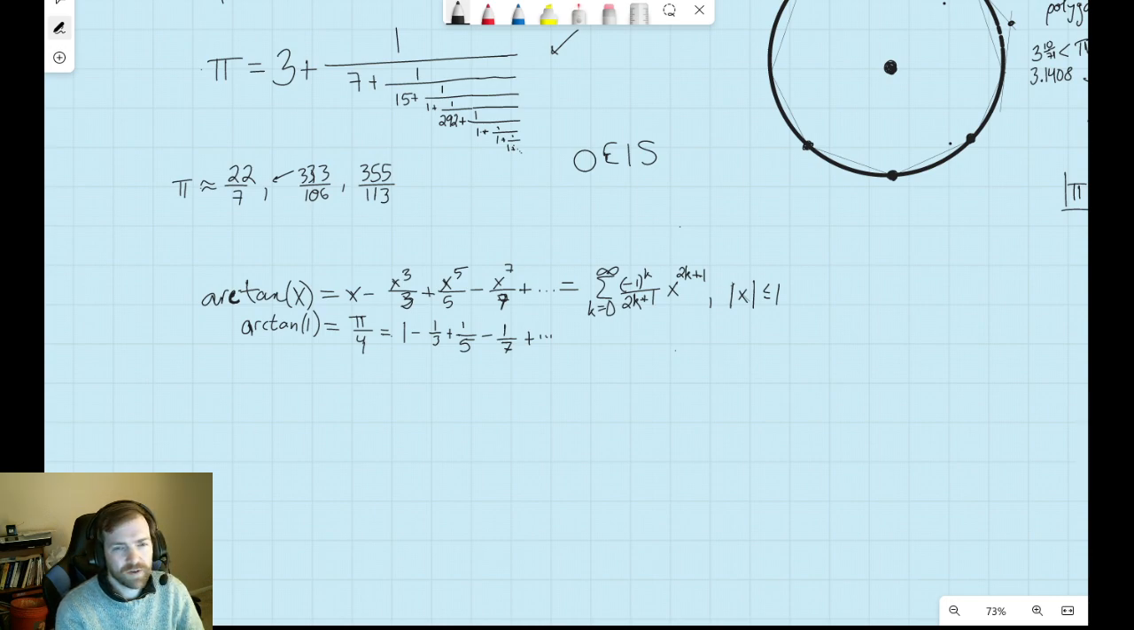Alright, so then several people decided, hey, what would be easier is if we come up with a bunch of these things. Pi over 4 is equal to 4 times the arctangent of 1/5 minus the arctangent of 1/239.